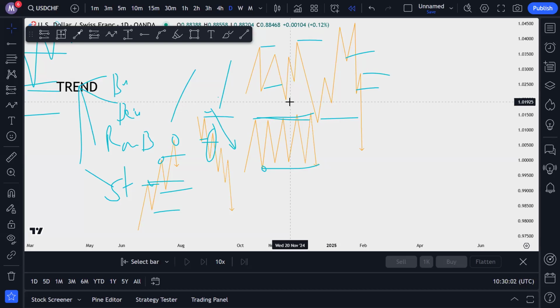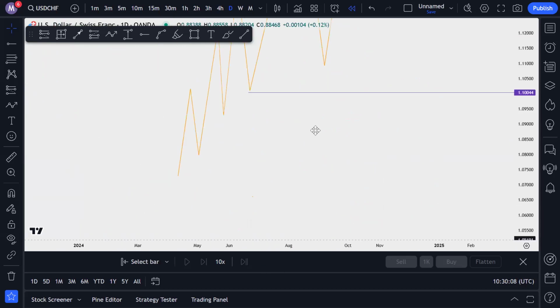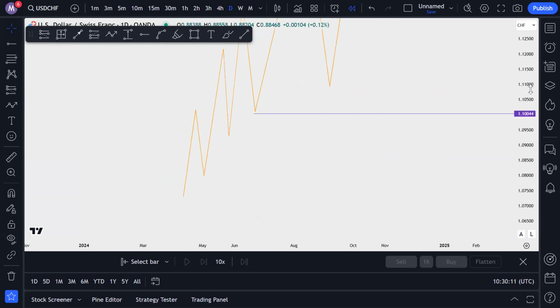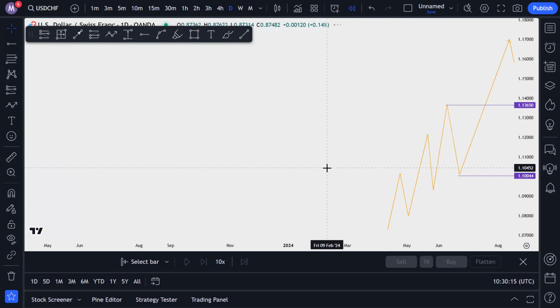Okay, so always our focus is going to be on the uptrend and the downtrend. So what do you know about the uptrend? What do you know about the bullish market?